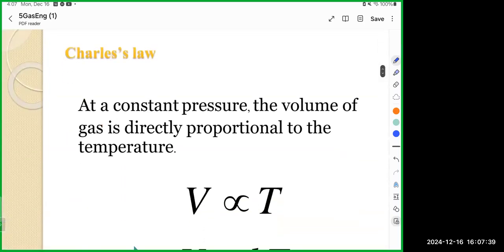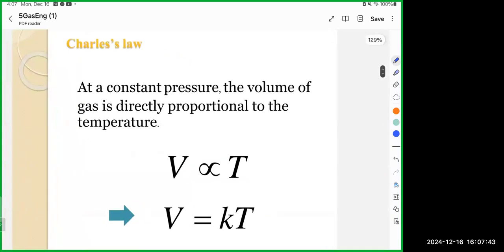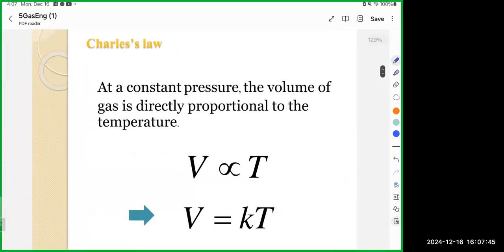For the next one, Charles's law. At constant pressure, because we fix the pressure, the volume of the gas is directly proportional to the temperature.